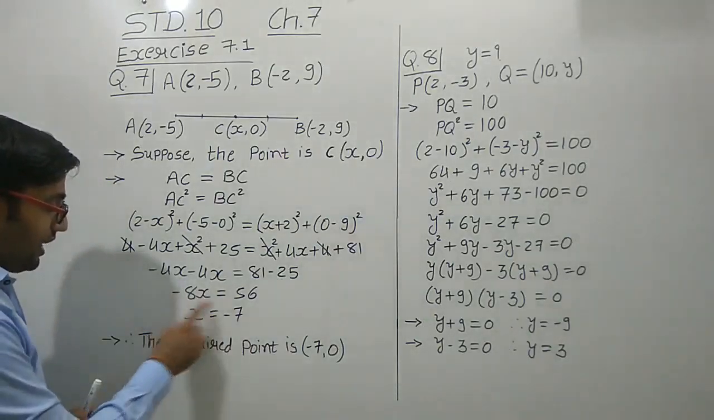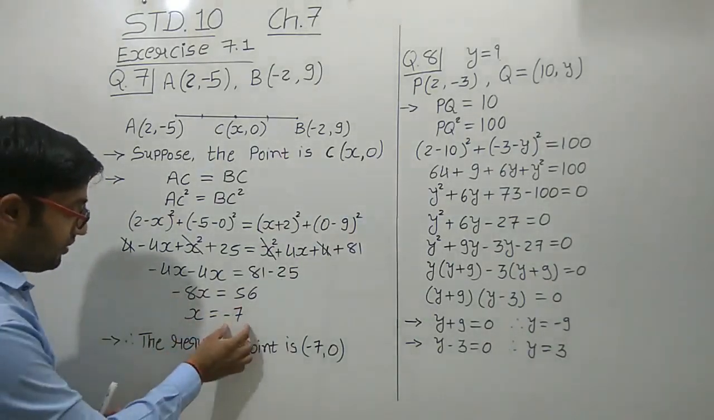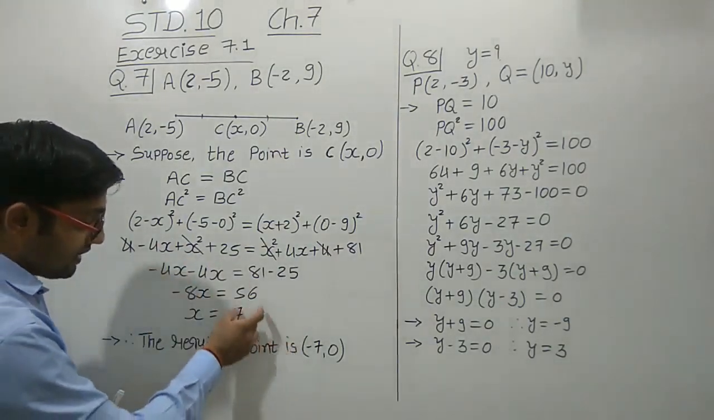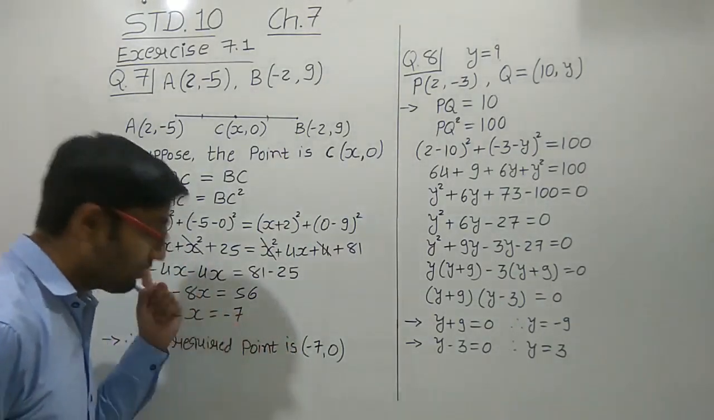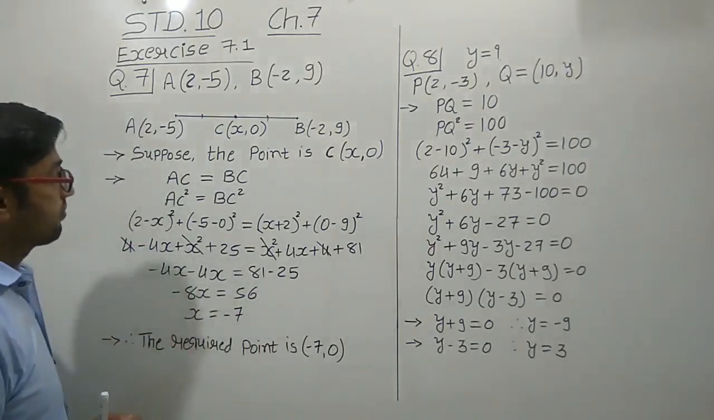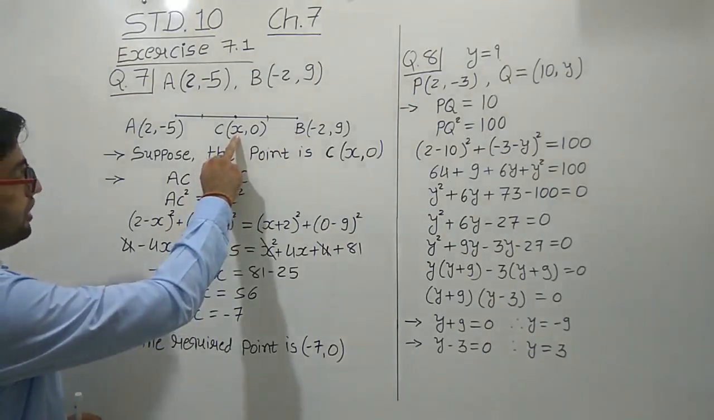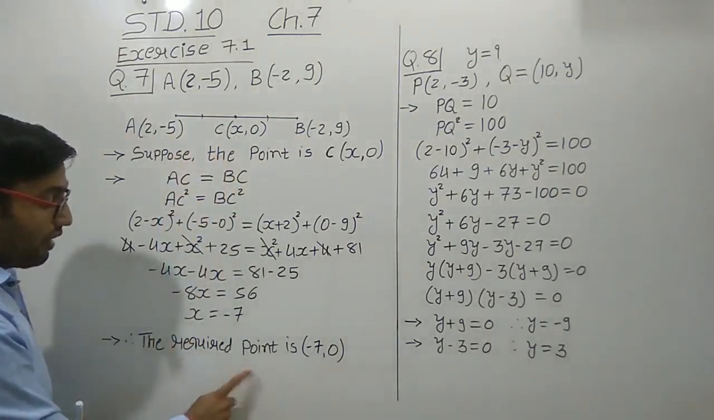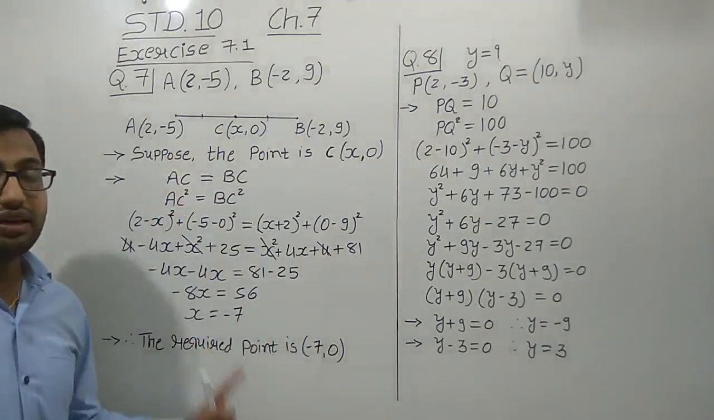So by dividing by 8, we get minus 7 because minus sign is there. So by taking this minus 8 to the right hand side, it will divide the 56, and the answer we get is minus 7. So what is this? This is the x. And by putting this x value here, minus 7, we will get the required point. That is, therefore, the required point is (-7, 0).